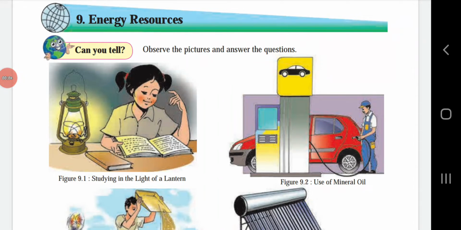Good morning, students. Today we are going to see Standard 6th Geography, Chapter number 9, Energy Resources. Can you tell? Observe the pictures and answer the questions.